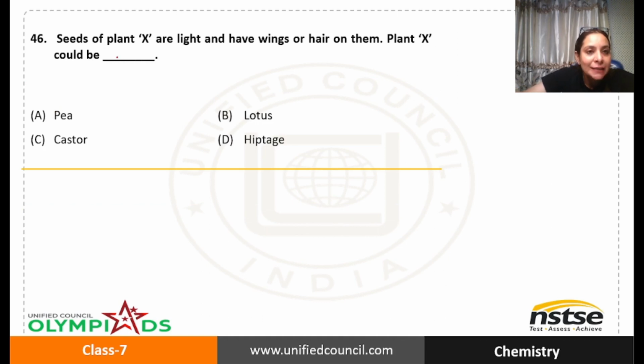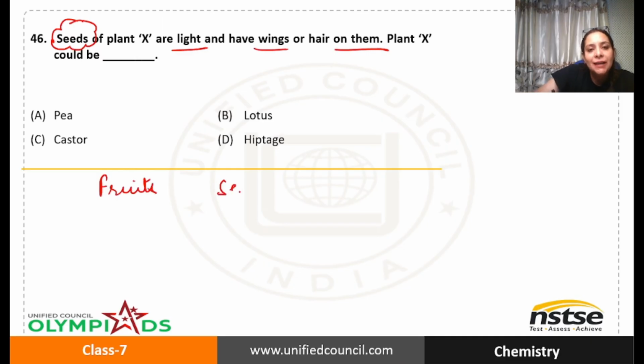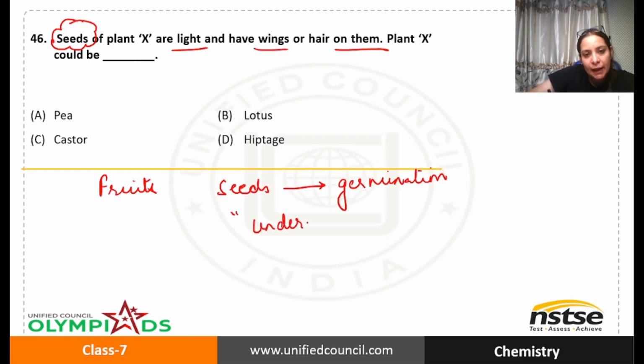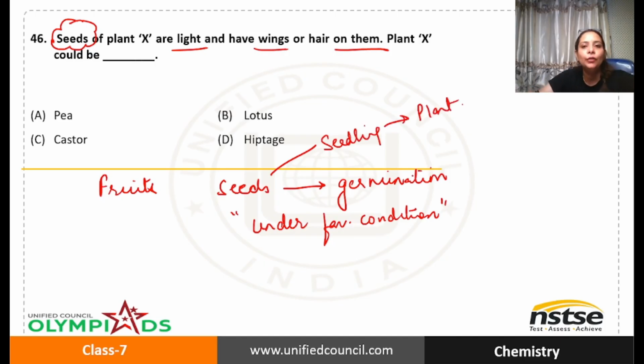Okay, next question. Seeds of plant X are light and have wings or hair on them. Plant X could be. Now we have already learned that seeds are enclosed in fruits, right? And seeds have the power to form a new plant. How? Seeds undergo the process of germination, that is, under favorable conditions. When they get favorable conditions, they give rise to a seedling, and the seedling forms a new plant. This is how germination takes place.